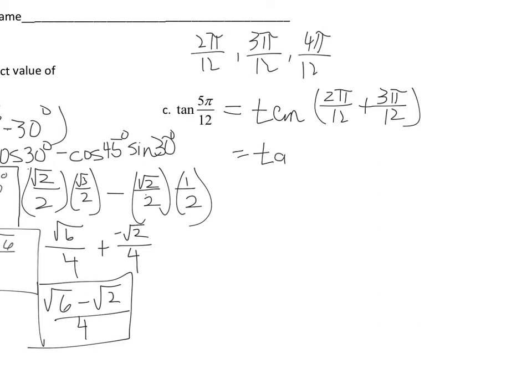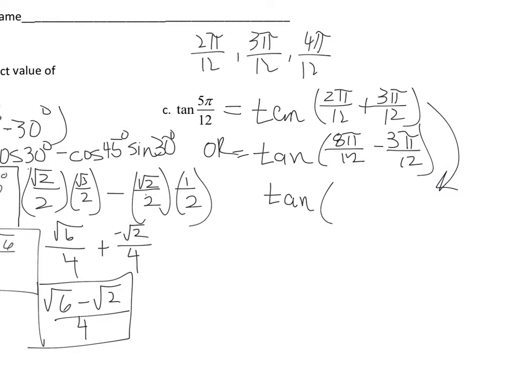Another way you could do it would be 8 pi over 12 minus 3 pi over 12. And both of those reduce, and therefore would give you what you need in terms of calculating. So I'm going to go with the first one, tan pi over 6 plus pi over 4.